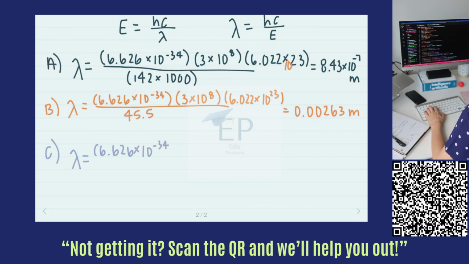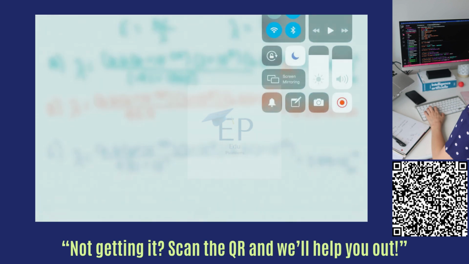And then the last part, which is part C, same setup, just a different energy. So 6.626 times 10 to the negative 34th times 3 times 10 to the 8th, all over 4.81. We can just do it times 10 to the 7th. That puts it in terms of joules. And then we also still have to multiply by 6.022 times 10 to the 23rd. And when we multiply it all out, we get an answer of 2.49 times 10 to the negative 9th meters.